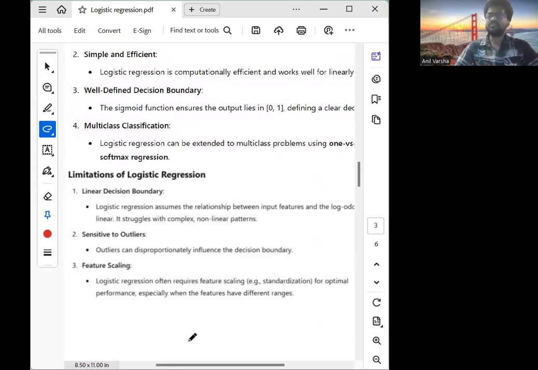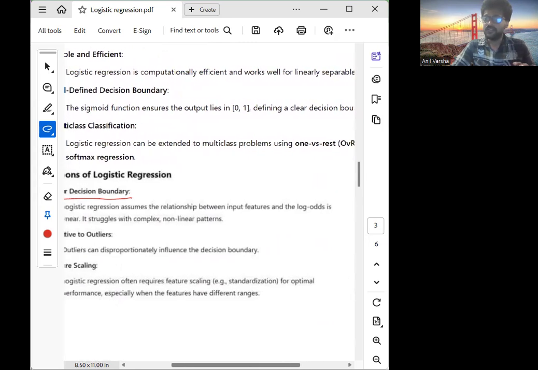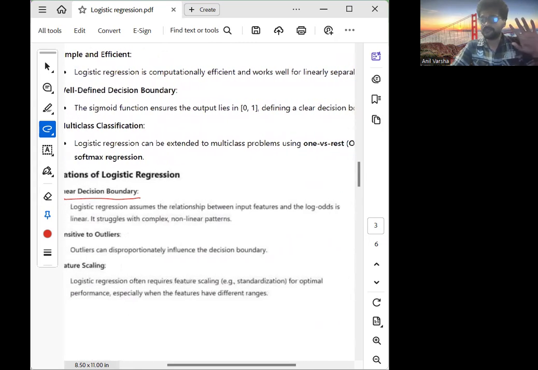But there are also a few limitations to logistic regression. First, the linear decision boundary. What is the linear decision boundary? Logistic regression assumes that the relationship between the input features and the log odds is linear. It struggles with complex and non-linear patterns. If the pattern is linear, it works fine. If the pattern is not linear, it's not going to work really well.